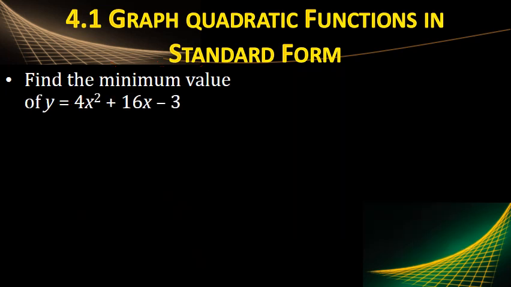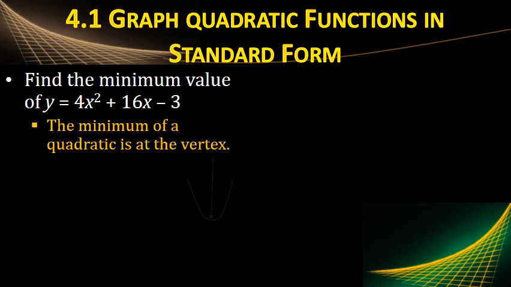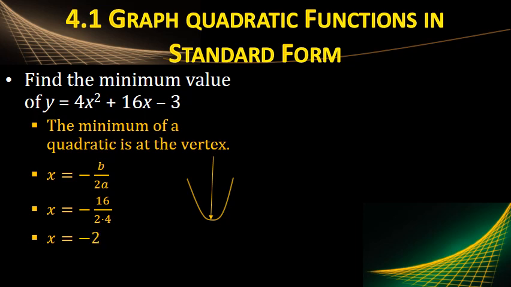Find the minimum value. Well, since a is positive, the a is 4, it'll open up. So the minimum value will occur at the vertex. The x value of the vertex is negative b over 2a. In this problem, b is 16, a is 4. So plug in the 16 and the 4, we get negative 2.